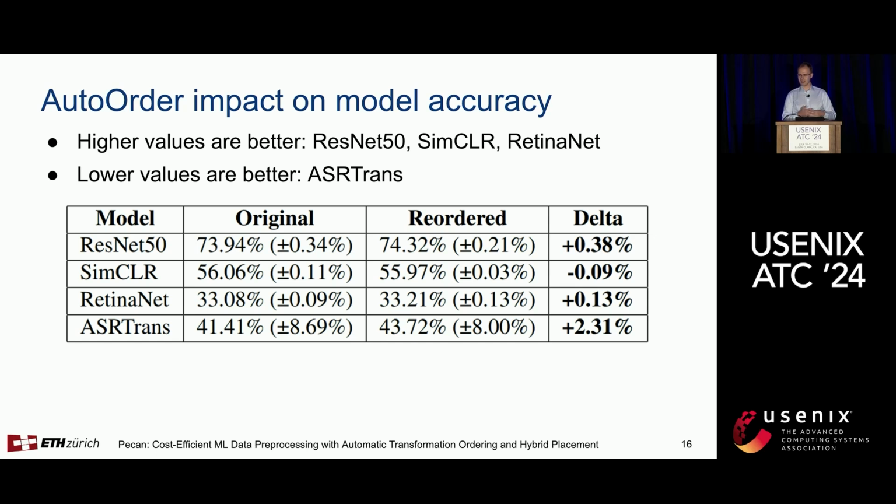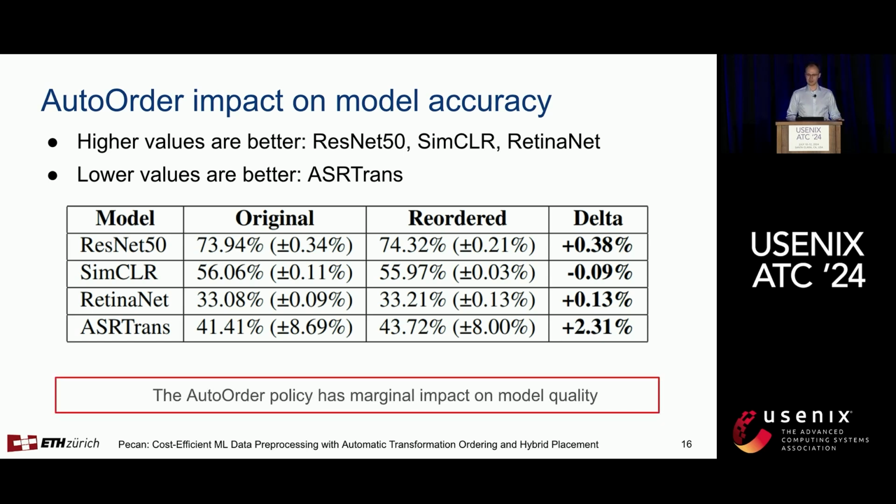So as I mentioned earlier, we don't always get the exact same value as before. So it's important to have a look at what impact our auto order policy has on the end-to-end accuracy. And what we see is that actually the impact is very negligible. In fact, for our 3 vision models, the delta is less than 0.4%. Then for ASR transformer, this is slightly larger, but you have to note that here the standard deviation is a lot higher than in the previous ones. So we can still safely conclude that the auto order policy only impacts model quality in a marginal way.